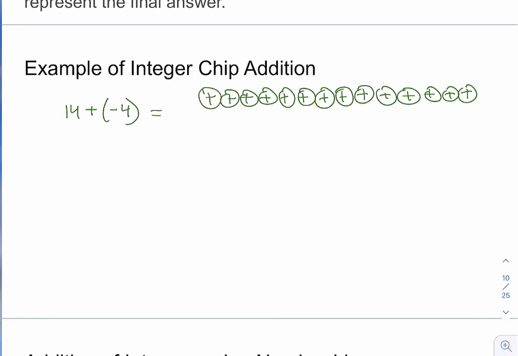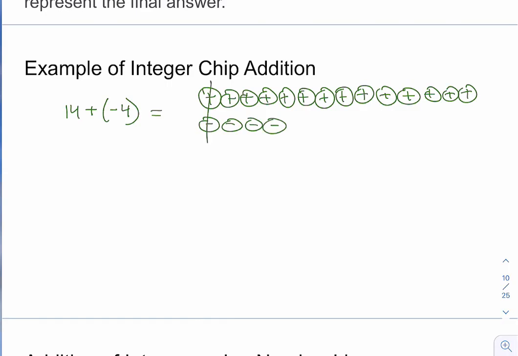Okay, there's 14. So you can imagine if you had a question like 51 plus a negative 32. That would be, we wouldn't want to use this method for that. So there's my 14. Now I'm going to add my negative 4. Negative 4 chips on the bottom.